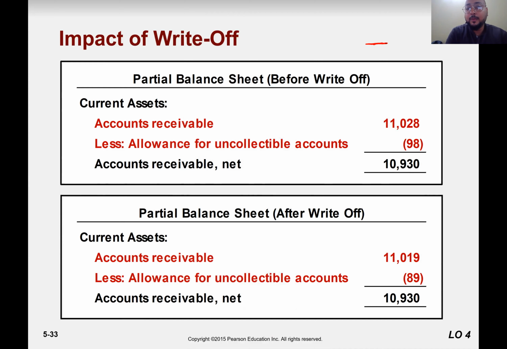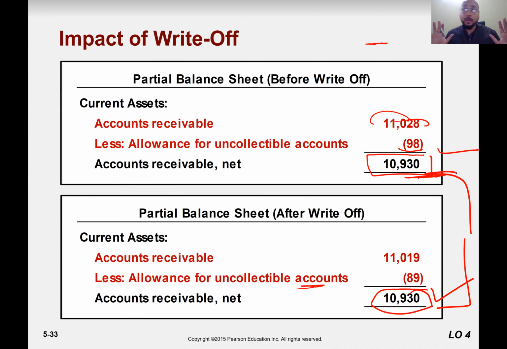So you see, previously on the balance sheet, our account receivable was 11,028 minus 98 was the budget. The total amount would be 10,930. After writing off, we charge it to allowance so that our planning is not disturbed. You see, our planning is not disturbed. This is called smart management. So smart accounting, do plan for everything in advance.